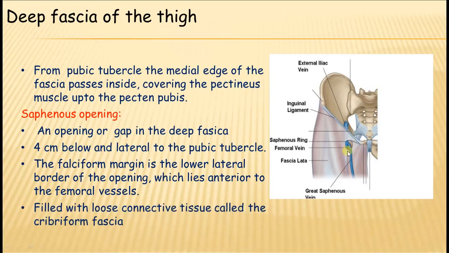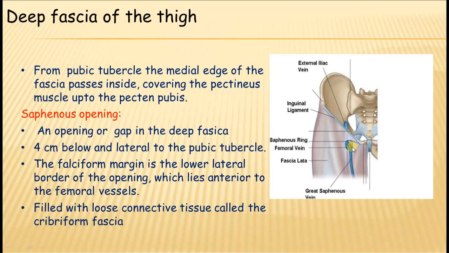Now this gap is again filled by the fascia, which is called the cribriform fascia. Cribriform means sieve like, a filter. You put a filter to the opening of the tap, so that it filters some impurities. You see a lot of holes, sieve like. In the same way, this fascia which is covering the saphenous opening is called the cribriform fascia. Why so many openings? It is because it is pierced by so many structures.